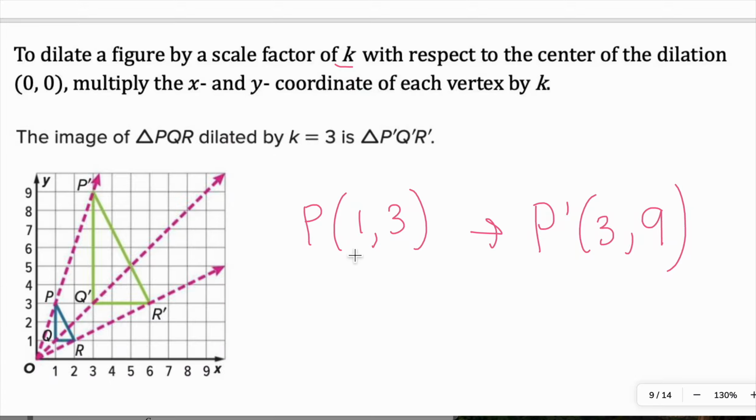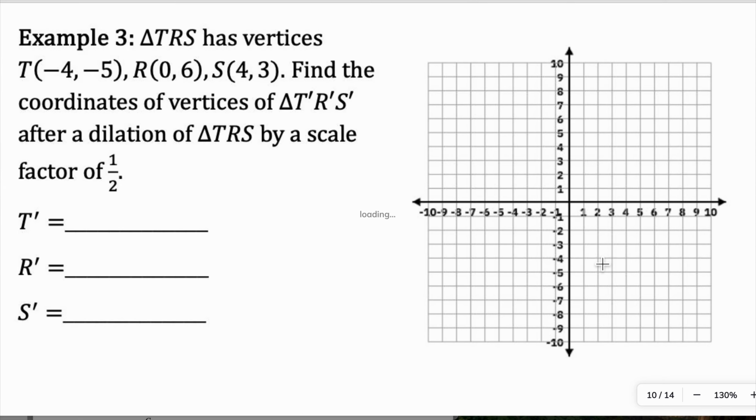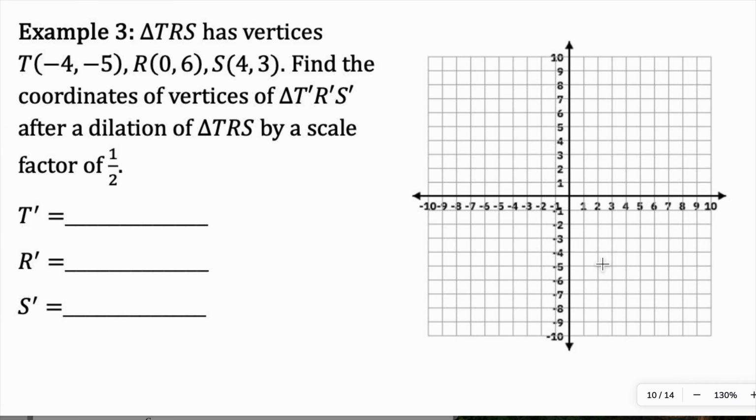So you should notice that both the x-coordinate and the y-coordinate got multiplied by our scale factor of 3 to make my new image coordinates. So we're going to try this here. You do not need to take the time to graph this. I'm going to just say graphing is optional for the sake of time. I'll do this one, but then the next one I probably won't.